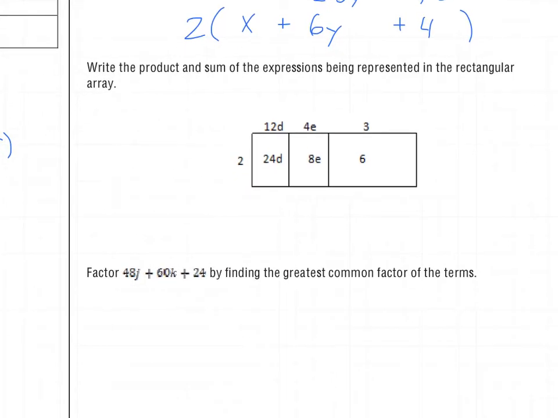So for this one, it just wants you to go ahead and write the product of the expression of the rectangular array. So just write the expressions in 2 different forms here. So we're going to look for the distributed form and the factored form. Go ahead and write those down on your own. Should take you about 25 seconds.